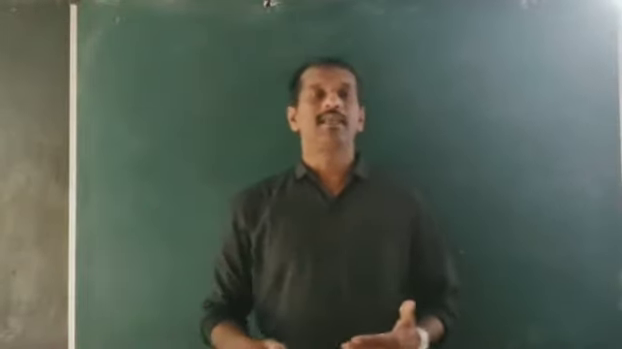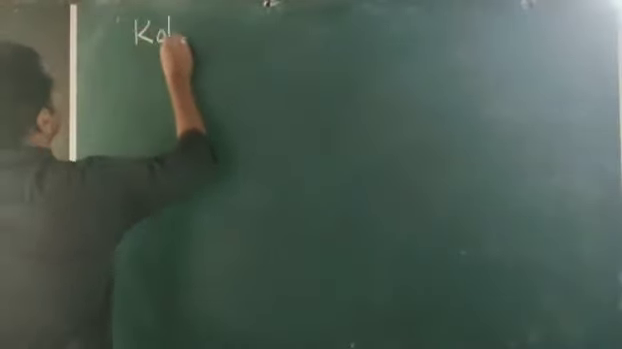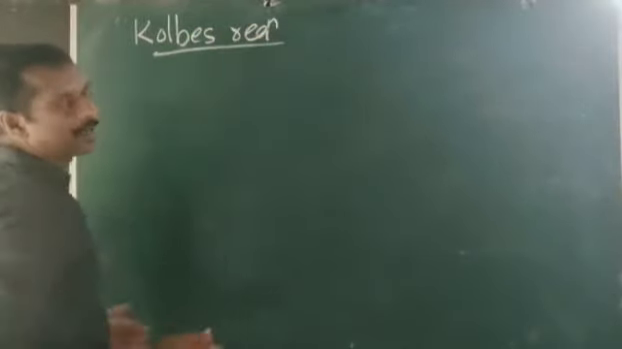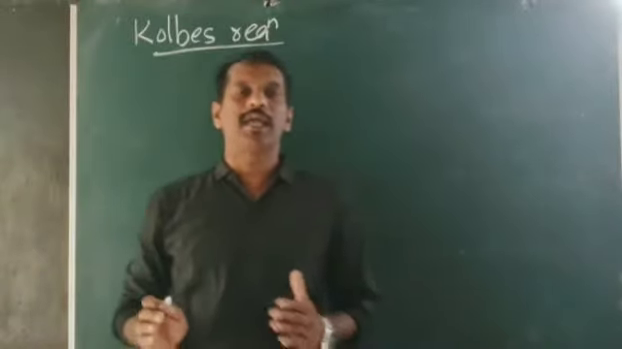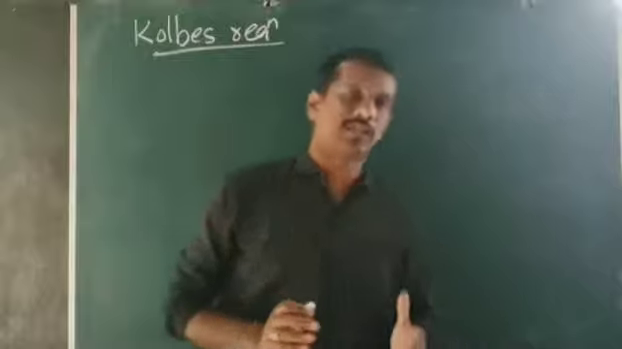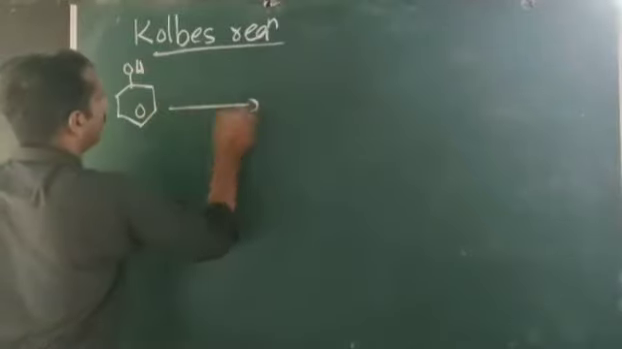So we are discussing the reactions of phenol, and the last reaction is Kolbe's reaction. What is Kolbe's reaction? Reaction of phenol with NaOH and carbon dioxide followed by acidification will give salicylic acid. So what is that? Reaction of phenol. Look at here. Reaction of phenol with NaOH.